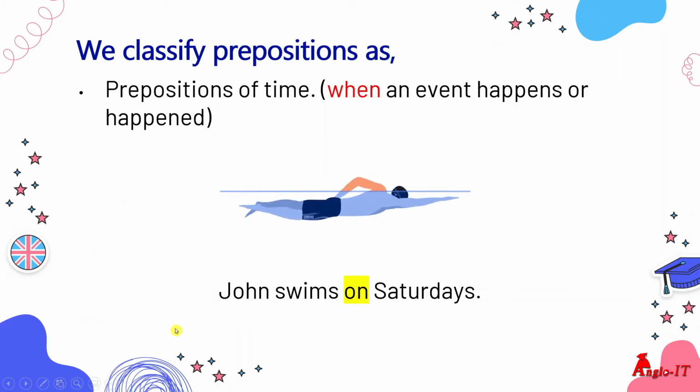For example, John swims on Saturdays. Here on is the preposition.